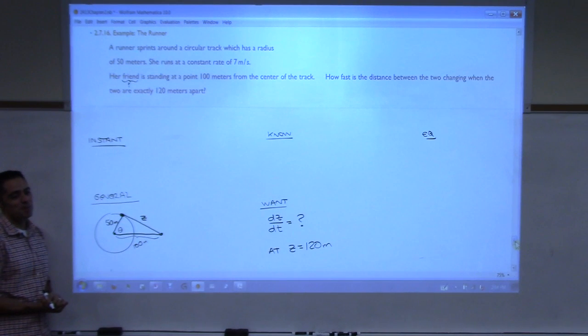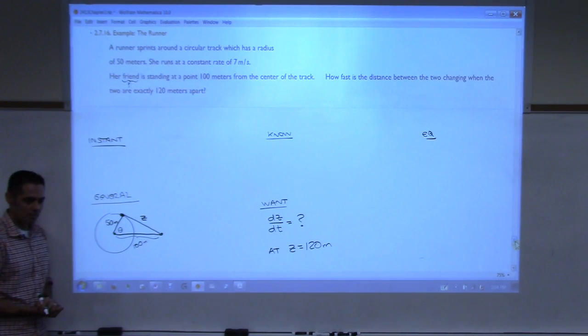It's not 7 meters per second. That's how fast she's running around the track. Oh, we have to figure that out. It's going to be like 80 something.